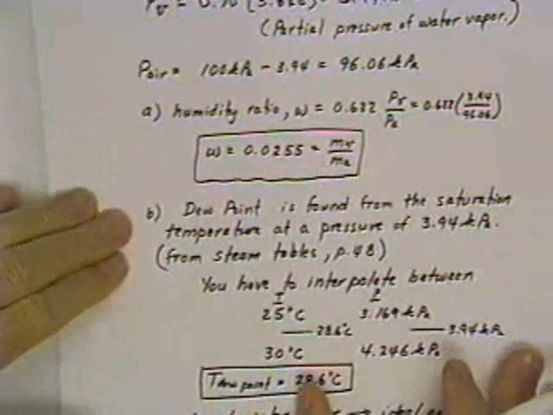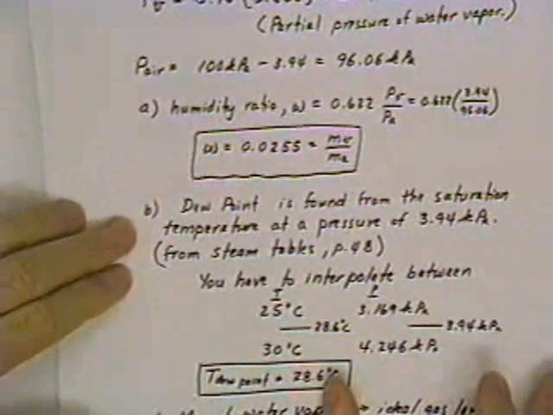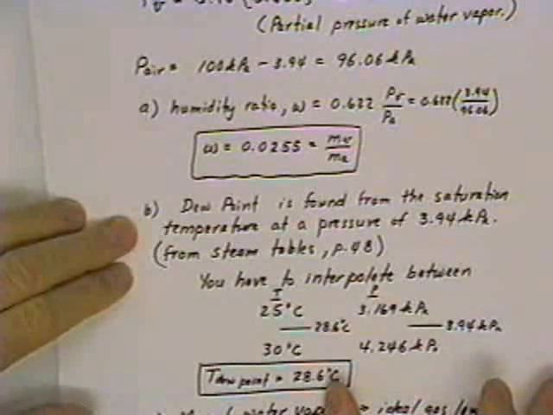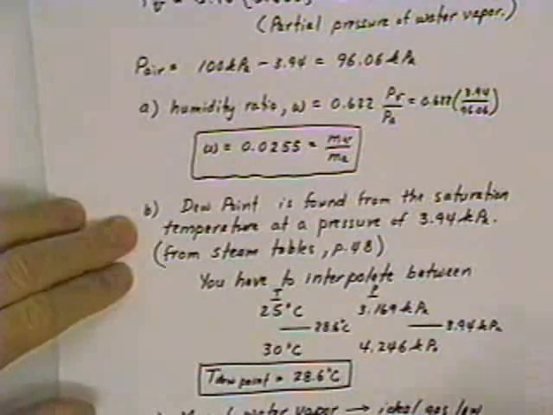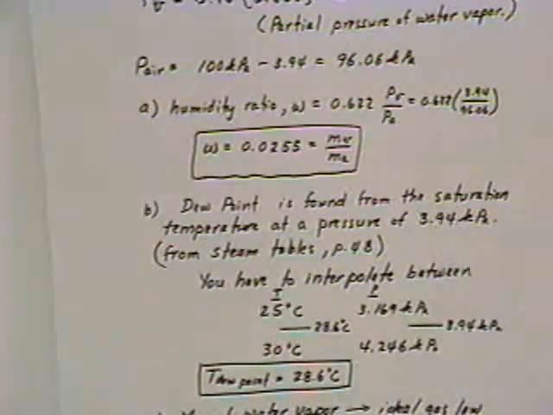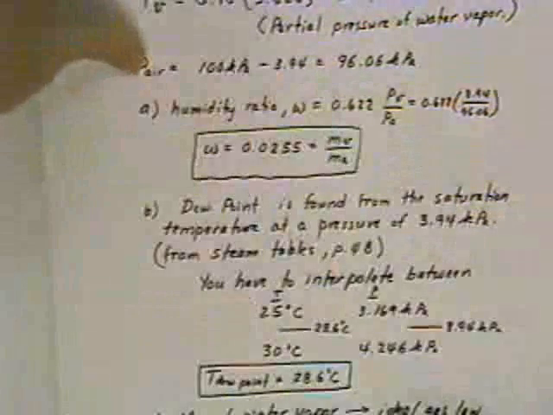Okay, now the next thing we want to do is find the dew point. And the dew point is the temperature at which condensation is going to start to occur in our airstream. That's the temperature we'd have to cool the mixture down to before we start condensing any water out of it. So the dew point is found from the saturation temperature at a pressure of 3.94 kilopascals, because that's the actual pressure of the water vapor. So if we go back to the steam tables, we'll see that we're going to have to interpolate.